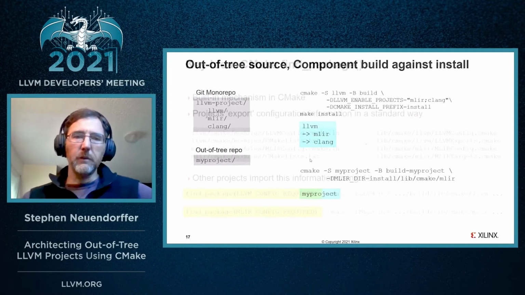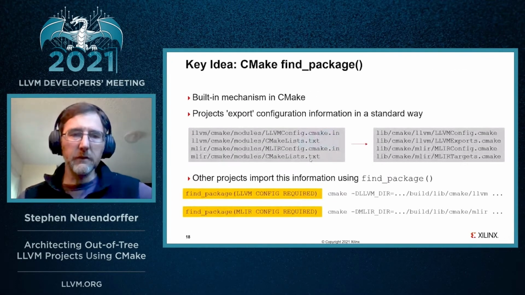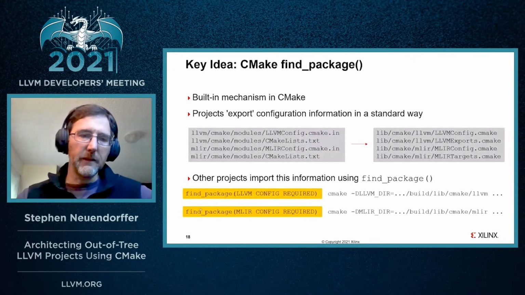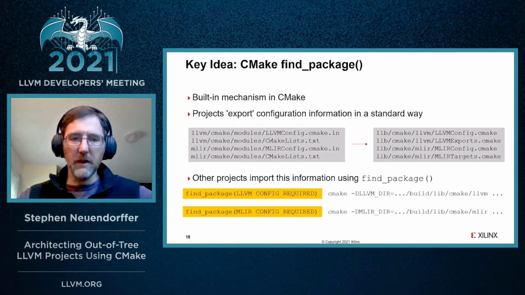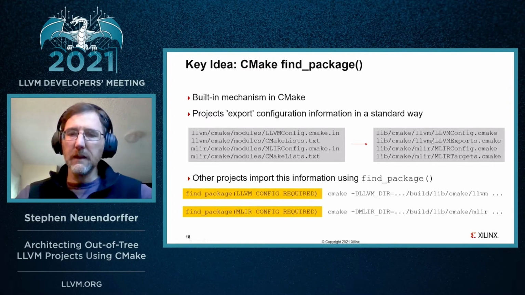So the key idea that makes this work is a mechanism that's built into CMake called find package. And the basic idea is that from one build, we can export information in a standard way that's used by another build. So, for instance, in LLVM, there is information in LLVM and MLIR in these files that is then configured at build time to export information into the build or install tree associated with the files on the right. So libcmake LLVM, LLVM config, and MLIR config are the important files to think about.